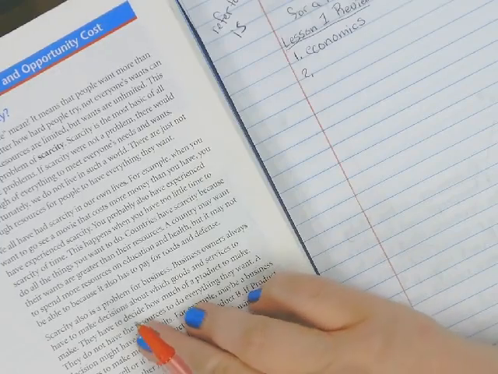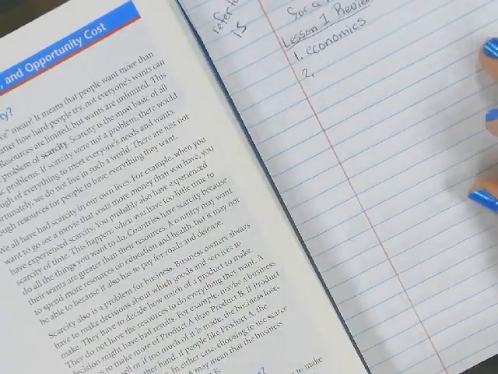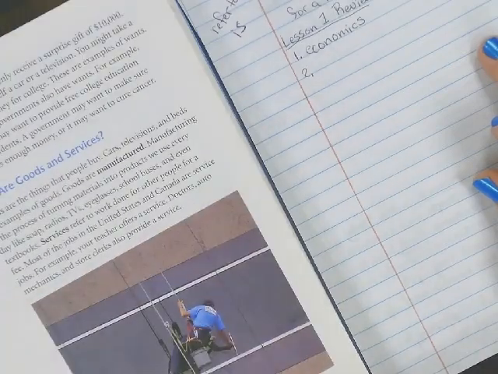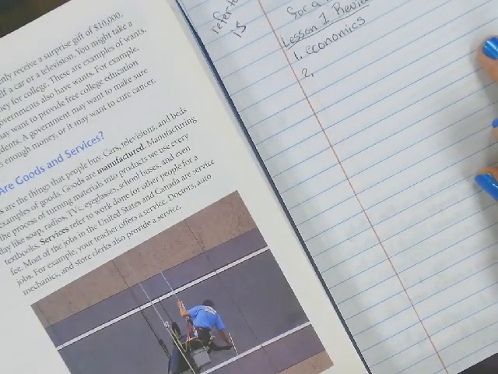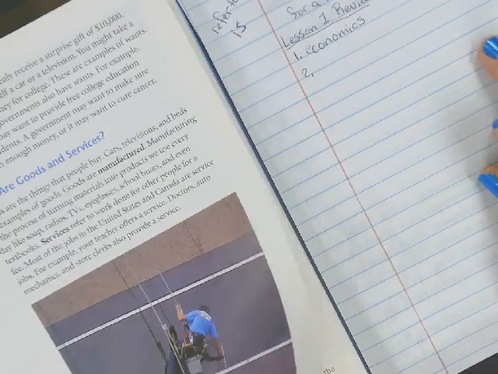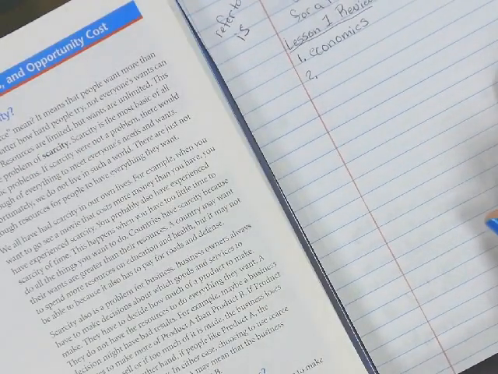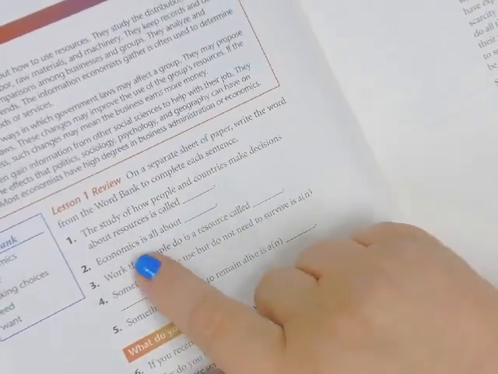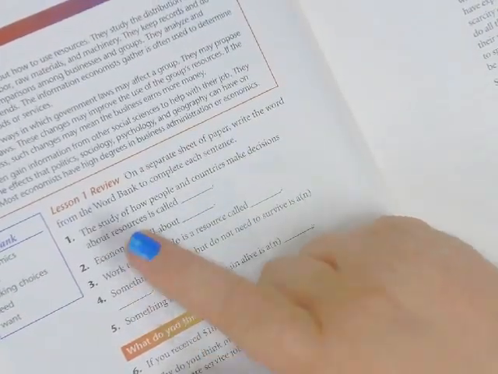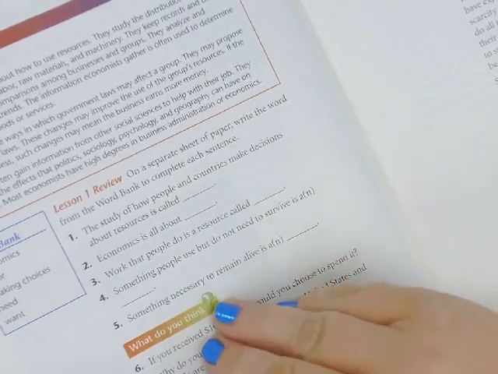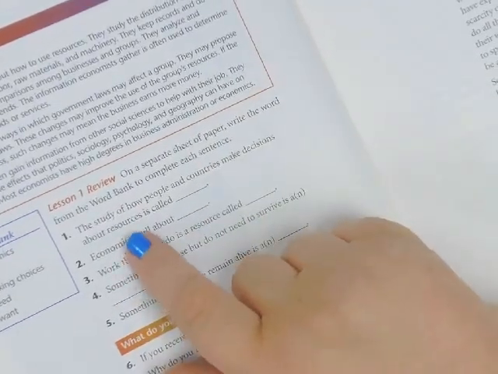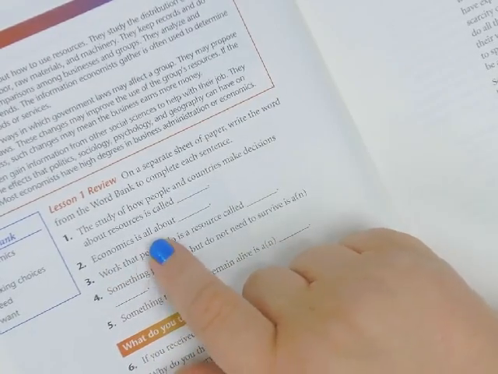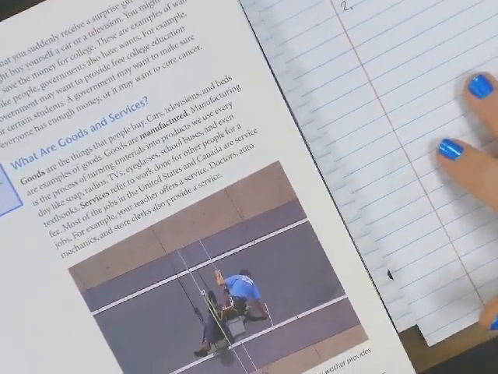That's important. Number 2, economics is all about what? If I look on this page here, the keywords in the question. If you look in your question, it says economics is all about what? So maybe look for where it says all about.